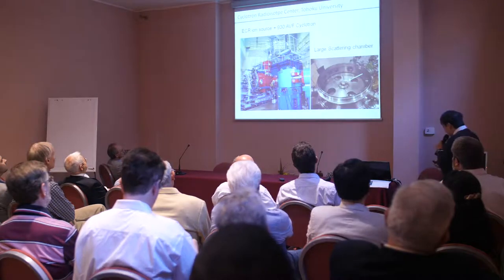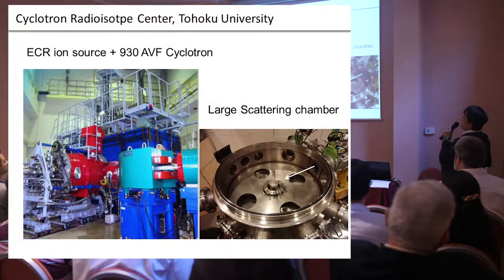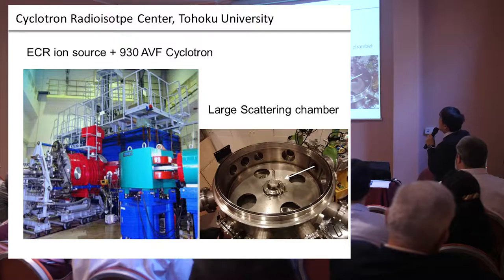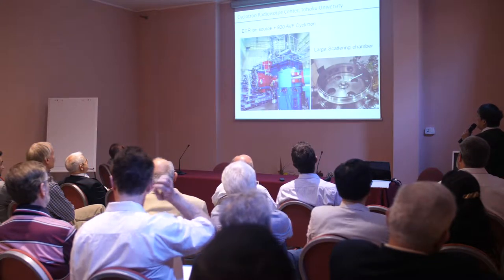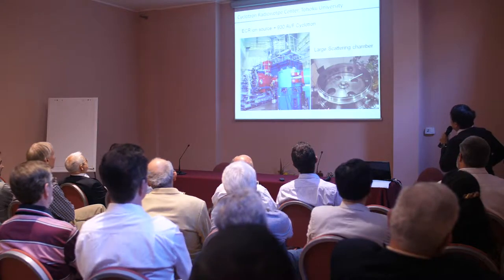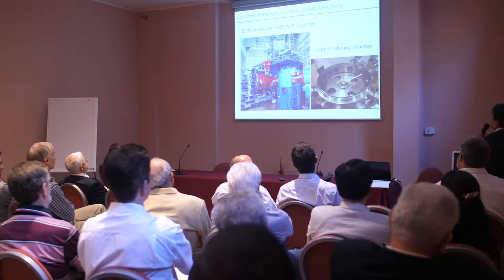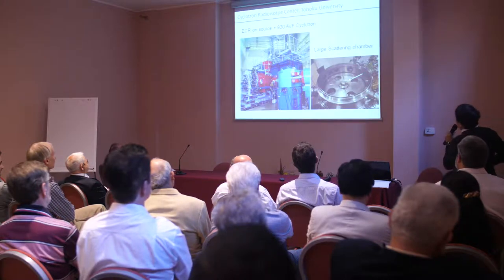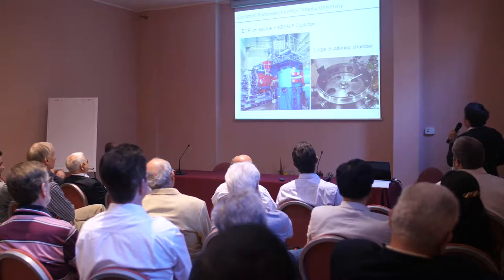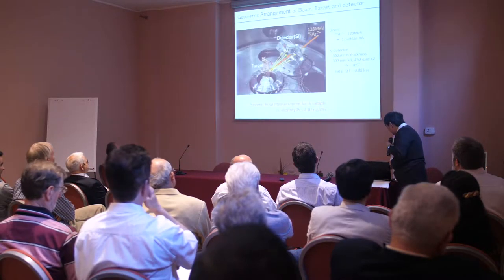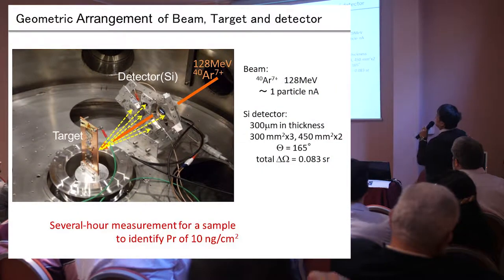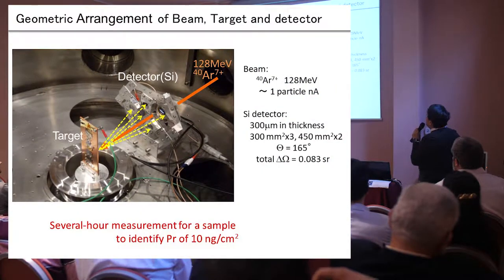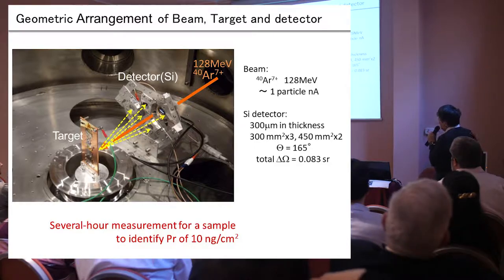So the RBS experiments use the synchrotron radiation center at Tohoku University. We use an ECR ion source and synchrotron, and a large scattering chamber, about 1.5 meters in diameter.